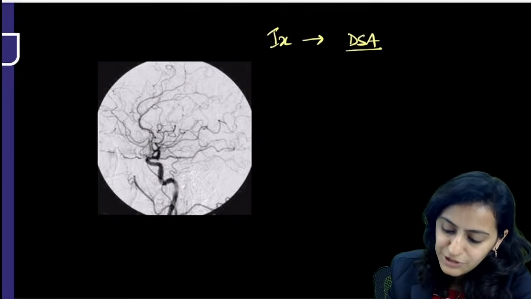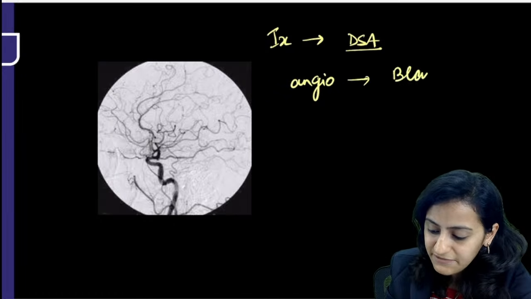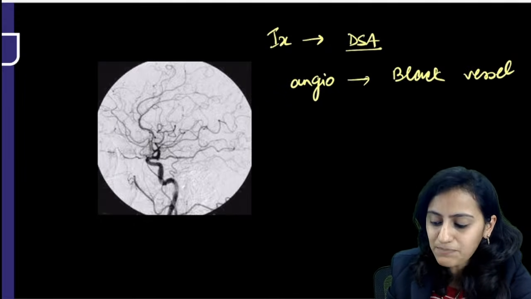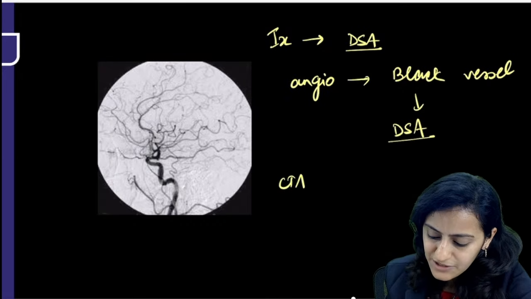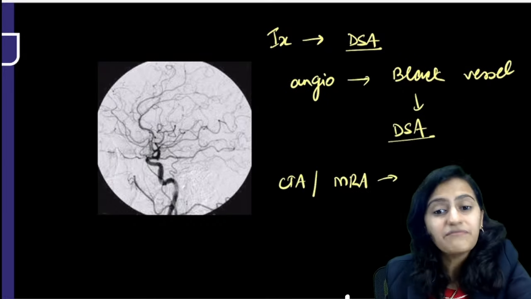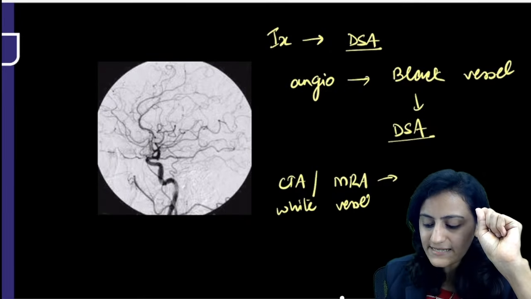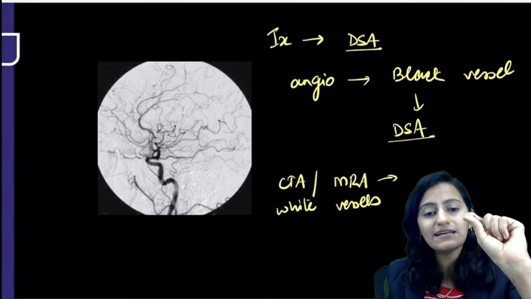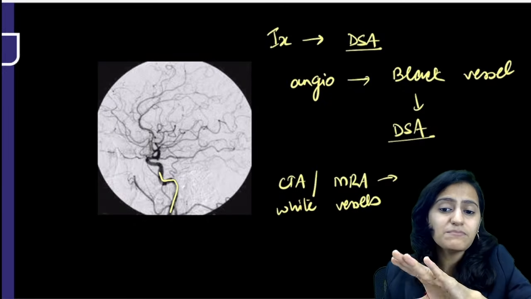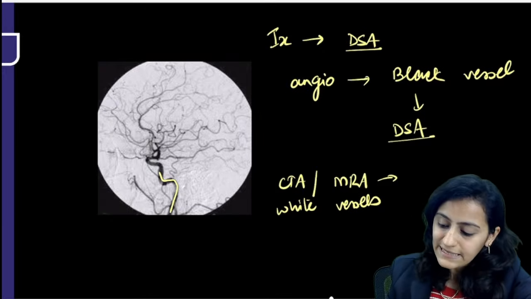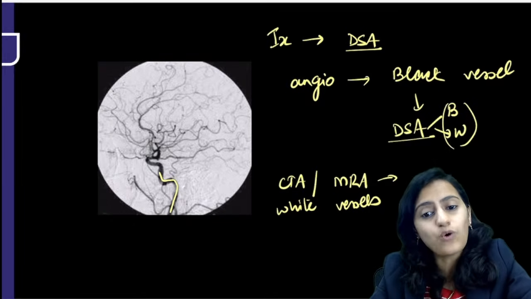Whenever you have an angiogram with the black color vessel, remember that it is DSA. CT angio, MR angio will never show the black vessels. It will always have the white vessels. So whenever you have an angiogram with the black vessel, always it's a DSA. But remember that the converse is not true. DSA can show the black vessel or it can show the vessel as white also.